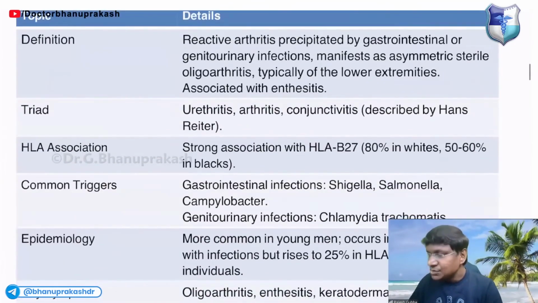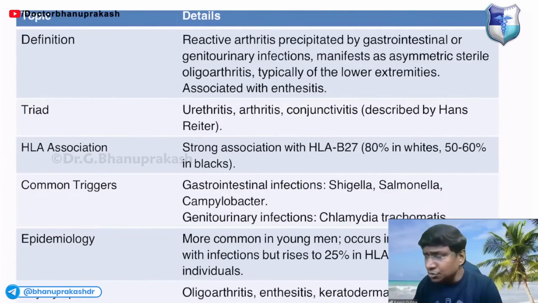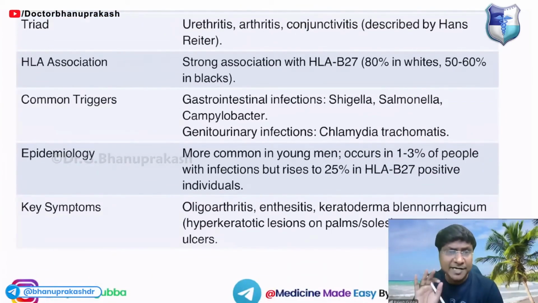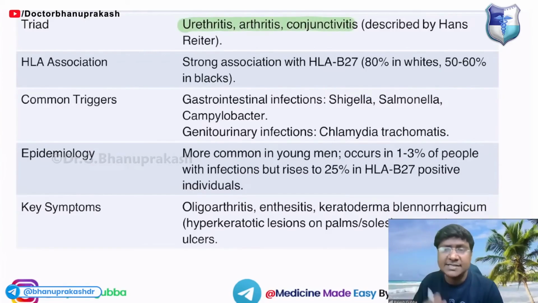Right. So Reiter syndrome or the reactive arthritis. So what exactly is the problem here? Reiter syndrome or reactive arthritis, it's also a seronegative arthritis. It is characterized by a triad. What is the triad? That is urethritis, arthritis, as well as conjunctivitis. Okay, these three are the triad.